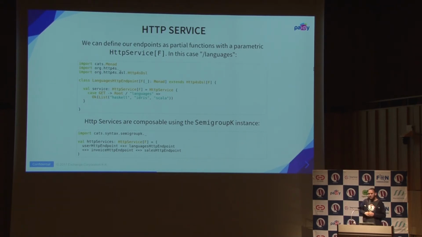And again, HTTP services are composable. They are just plain functions. They are Kleisli, so you can compose them. So let's say you have different endpoints, like users, languages, invoice, sales. If they all have the type HTTPService of F, you can just compose them with this operator that actually comes from the SemigroupK instance in Cats.